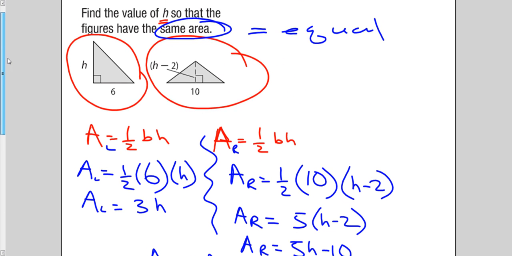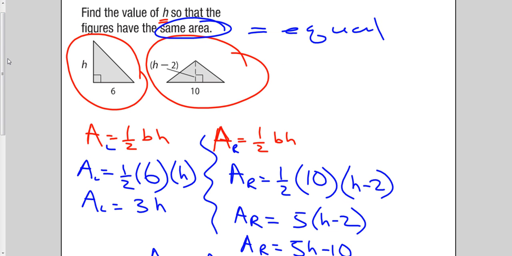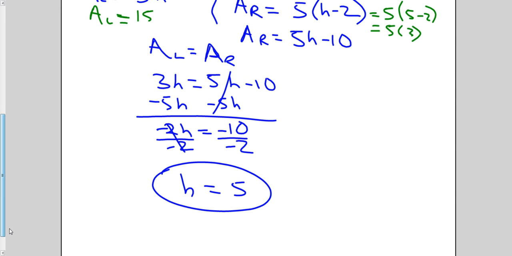And if I plug back in positive 5, I should get 3 times 5, just to check myself. I'll do that in a different color. I should get 3 times 5 is 15. Okay, that works. And then if I do it on the other side, what do I get? Well, I get 5 times 5 minus 2, which is 5 times 3. That also gives me 15. So now I know that the areas are the same, and I've answered the question. The height is 5.